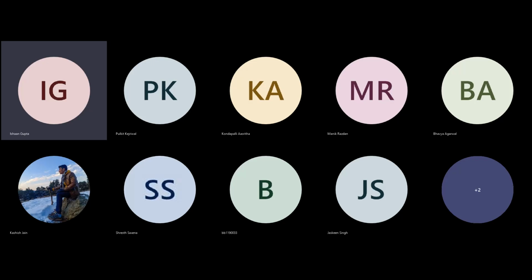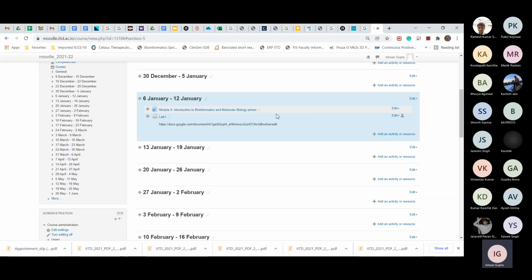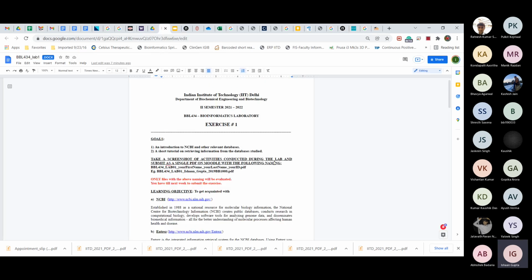Just joining the recording. This is how your laboratory assignments will look. They have been put on Moodle. If you go to Moodle, you will see an assignment given today as lab 1. There's a Google Doc link, and this is what you should be seeing once you click on the Google Doc. Once you are here, please raise your hands so that I know.